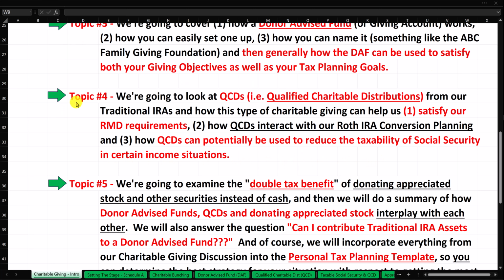Then in topic number 4, we're going to look at QCDs, i.e. qualified charitable distributions from our traditional IRAs, and how this type of charitable giving can help us 1, satisfy our RMD requirements, 2, how QCDs interact with our Roth IRA conversion planning, and 3, how QCDs can potentially be used to reduce the taxability of our Social Security in certain income situations.